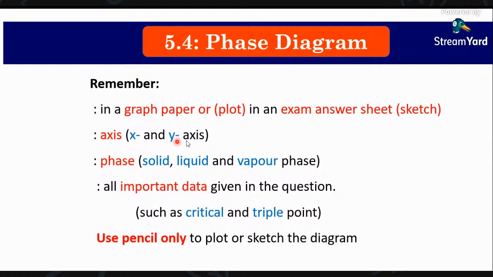When you're drawing your phase diagram, make sure you have your axes labeled correctly. Please look through and read it back. Make sure you have labeled the phases in between the lines and the curve correctly, and make sure to include all important data given in the question. Don't miss out. Scoring for phase diagram is basically writing out all the important data given in the question, not missing out on labeling, as well as writing out the important data in the question, such as critical and triple point.